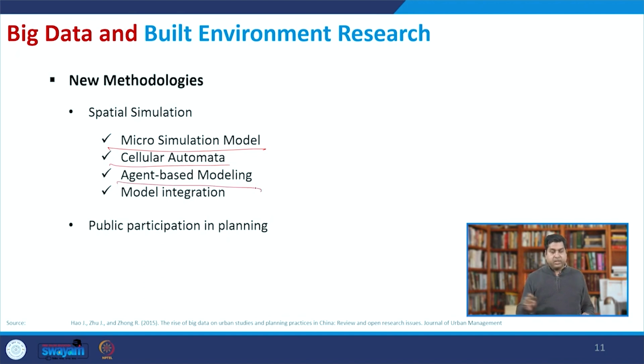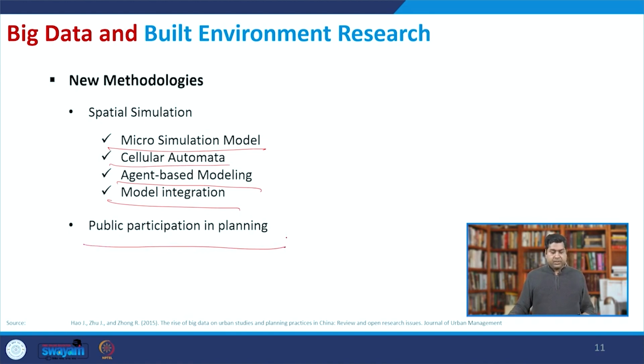Agent based modeling is something very important for real time crowd management and all, you can apply that. And obviously the model integration, where different outputs of different models can act as input to integrate the model.